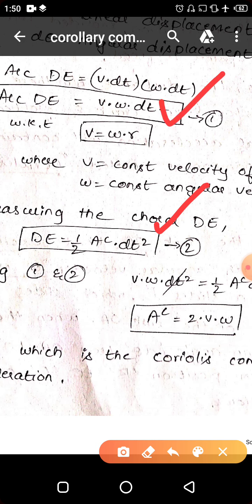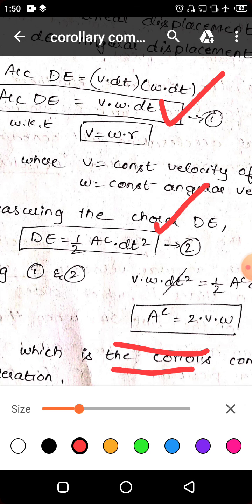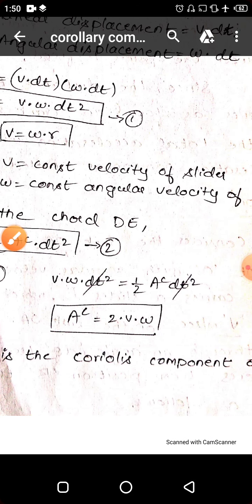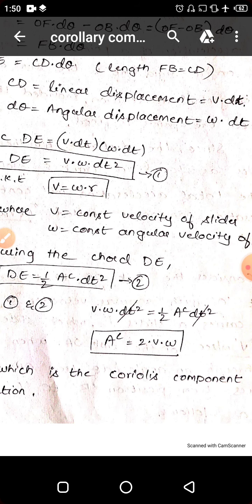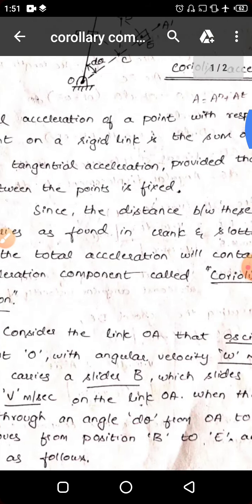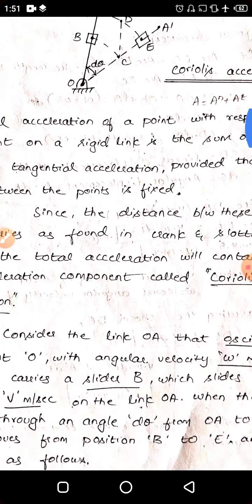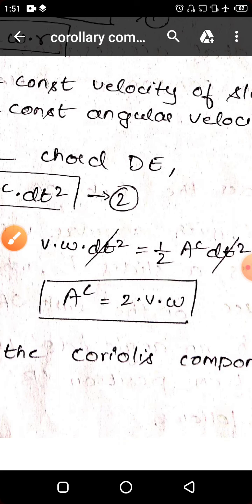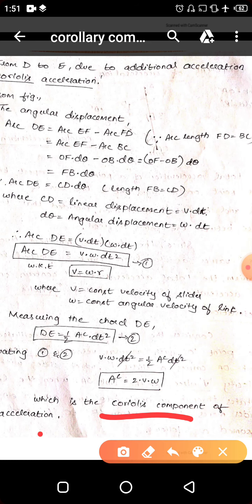Now finally we will have two expressions here, 1 and 2. Equating the RHS of the two expressions, the dt square on both sides gets cancelled here. You will end up with AC equals 2 times the linear velocity V and the angular velocity omega. So the third component of the slider, because its velocity, the distance between the slider and any point on the slider keeps on changing here, we will have the third component of acceleration given by AC, which is equal to 2 times the linear velocity and the angular velocity omega. Now this is the third component of acceleration called the Coriolis component of acceleration.